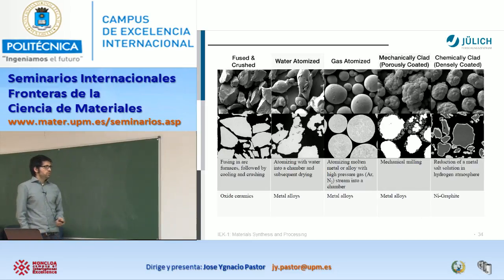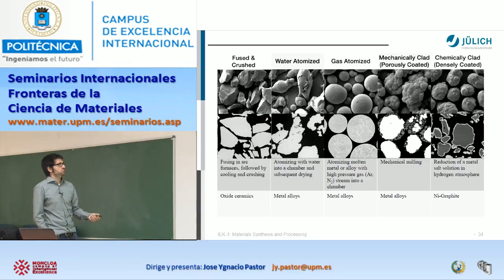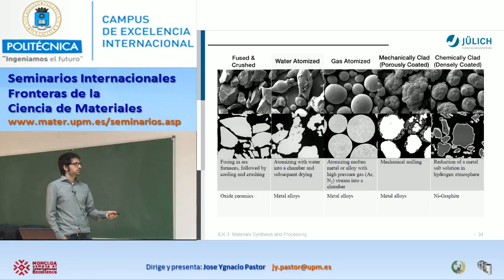And more examples. This one is just one for the ceramic. As I told you, this is quite easy. You just crush your powder and then you have it. But this one is more for metal alloys. How to do it by different techniques, water atomization, gas atomization, different techniques that, well, I don't want to go into detail, but you can modify the final properties of your material.